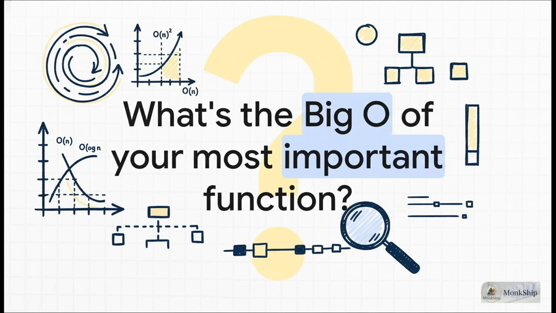So, I'll leave you with a final thought to take away. Think about the most important, most critical piece of code that you're working on right now. Can you figure out its Big O? Because understanding how it scales, well, that's the first step to making it even better.